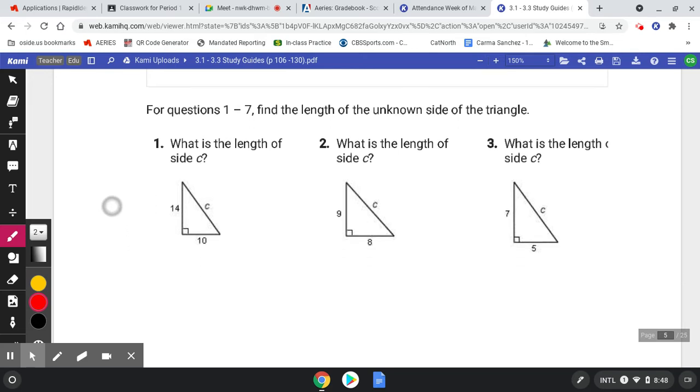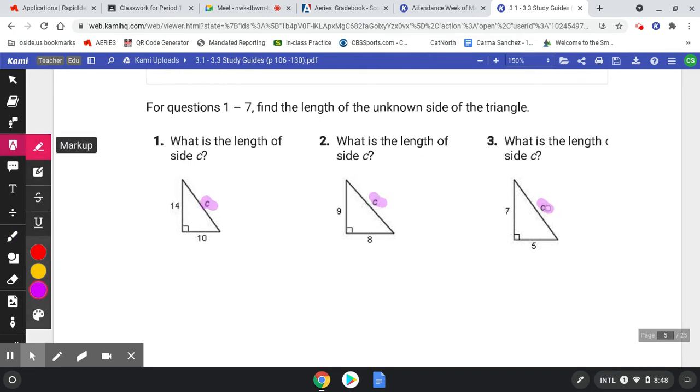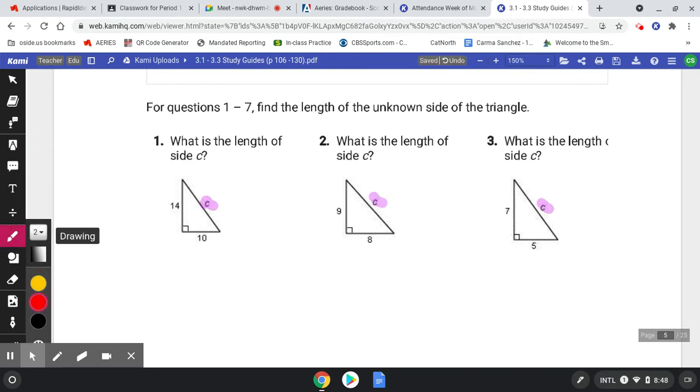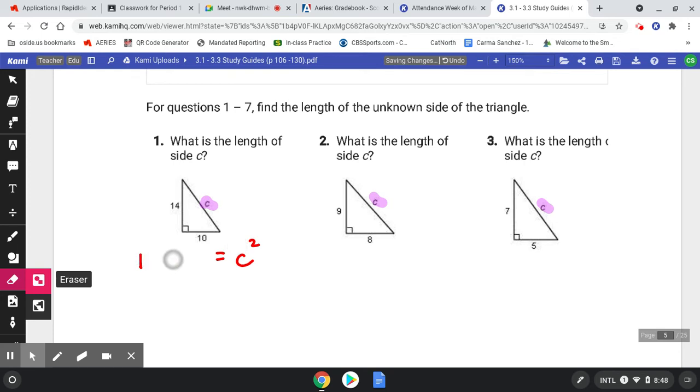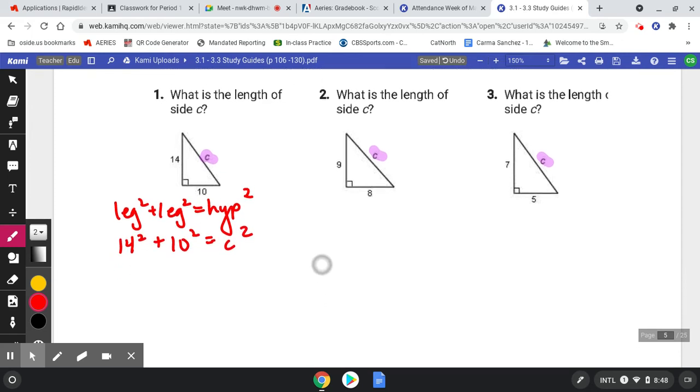So here we go. The top 3 are missing the longest side, the hypotenuse. So as you set up this Pythagorean theorem, it's going to be leg squared plus leg squared equals hypotenuse squared. You're going for the missing hypotenuse. And before we even write that, remember that we need the formula first. So then we go 14 squared plus 10 squared is equal to our unknown.